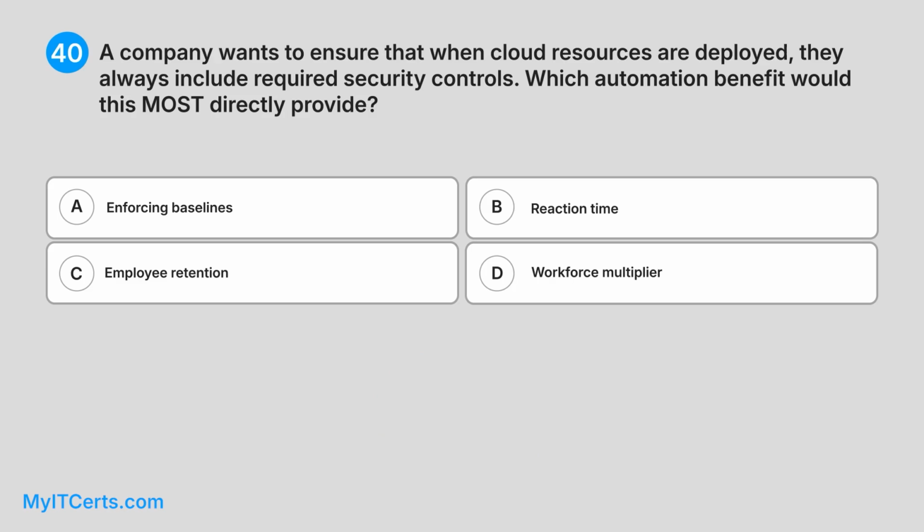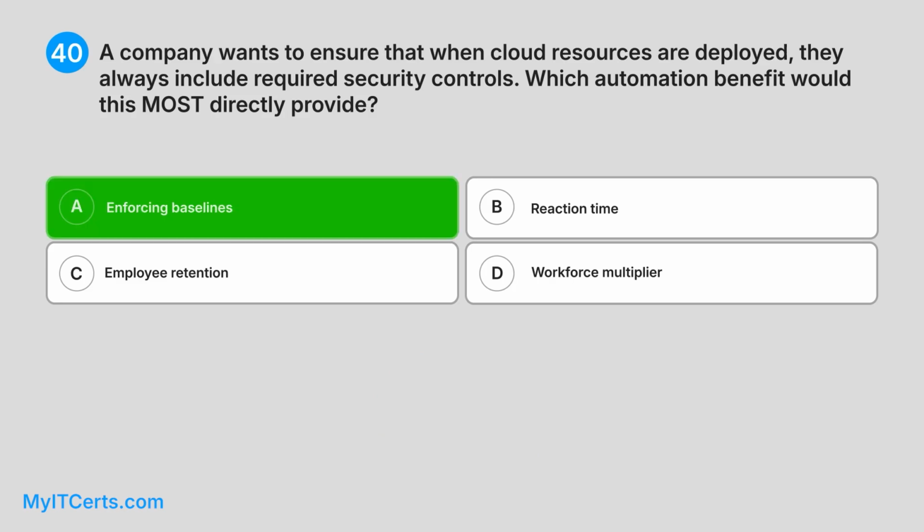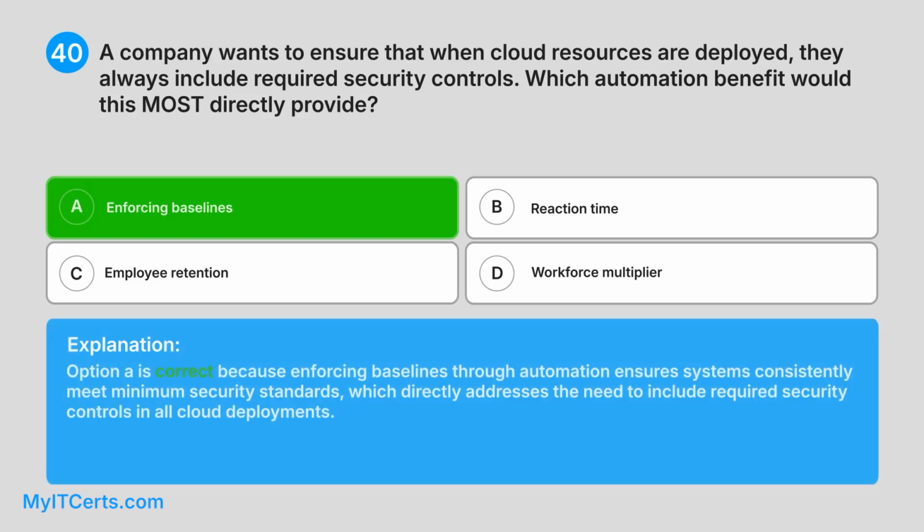Correct answer. A. Enforcing baselines. Explanation. Option A is correct because enforcing baselines through automation ensures systems consistently meet minimum security standards, which directly addresses the need to include required security controls in all cloud deployments.